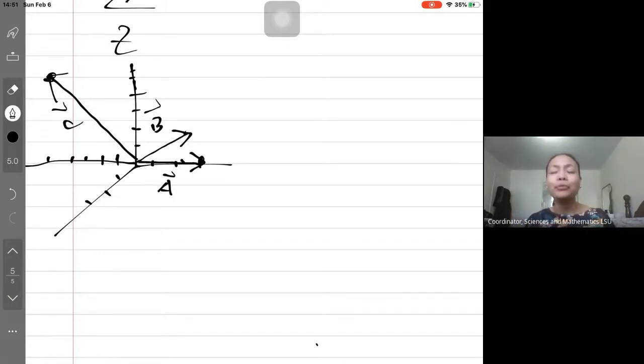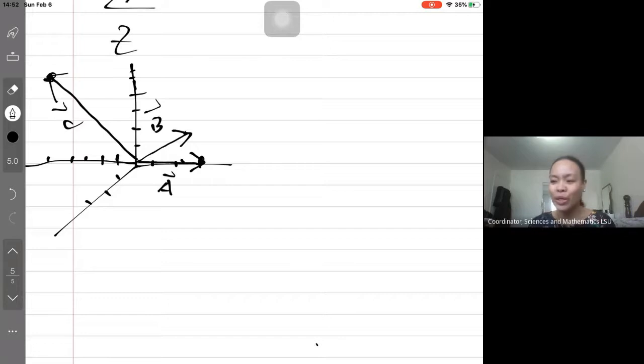Again, when you do this on your own, you have to use your ruler in order to have accuracy in drawing this. So this is how your vectors A, B, and C look like on the XYZ plane. Now you are asked for the length or magnitude of A, B, and C.